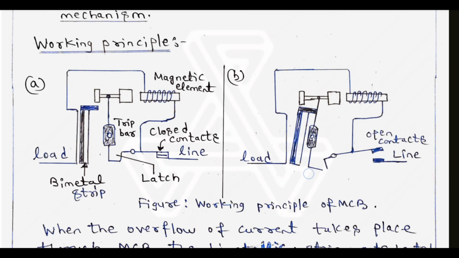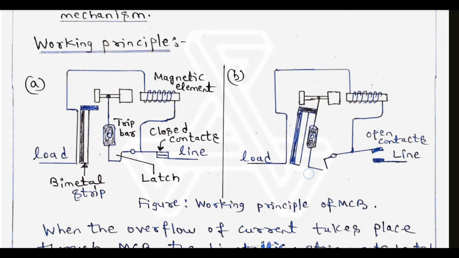Here is the diagram: load, bimetal strip, latch, line, strip bar, magnetic element, closed contacts line, open contacts line.